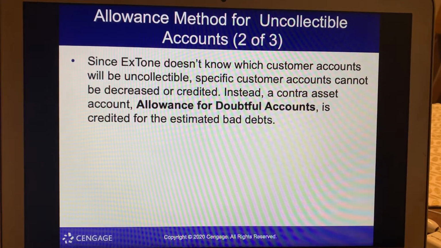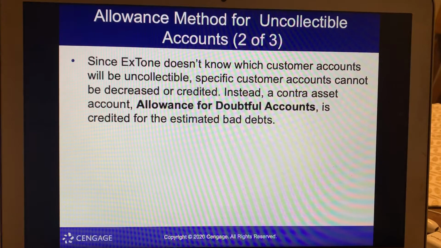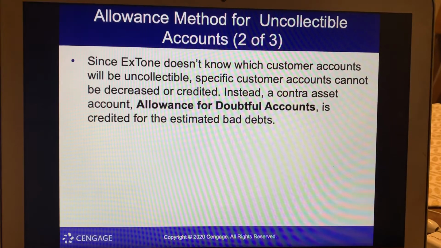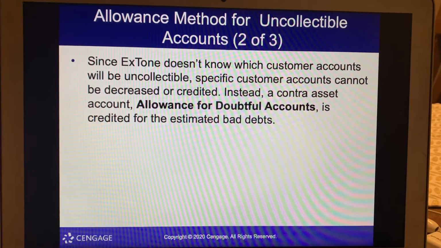So this one says the company doesn't know which customer accounts will be uncollectible. Specific customer accounts cannot be decreased or credited. Instead, a contra asset account, allowance for doubtful accounts, is credited for the estimated bad debt expense. It's usually a percentage of total accounts. So I think we'll get into that a little bit more in this lecture.